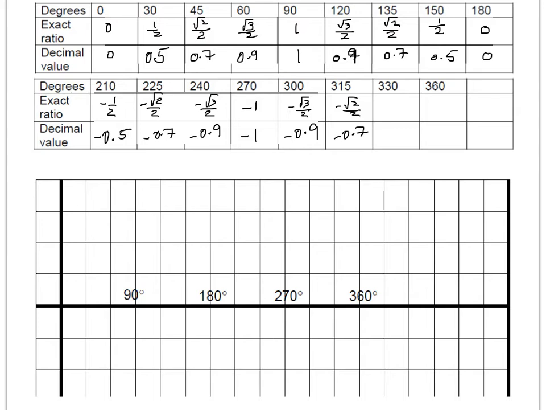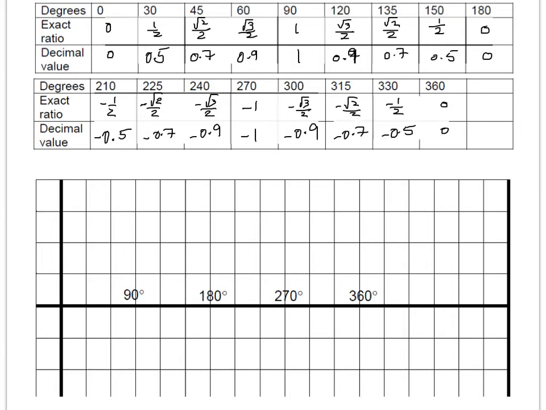330 is going to be 360 minus 30. Sine 30 is 1 over 2, so this is going to be negative 1 over 2, which is negative 0.5. And 360 is 360 minus 360, which is going to be 360 minus 0. And sine 0 is 0, so this is going to be 0.